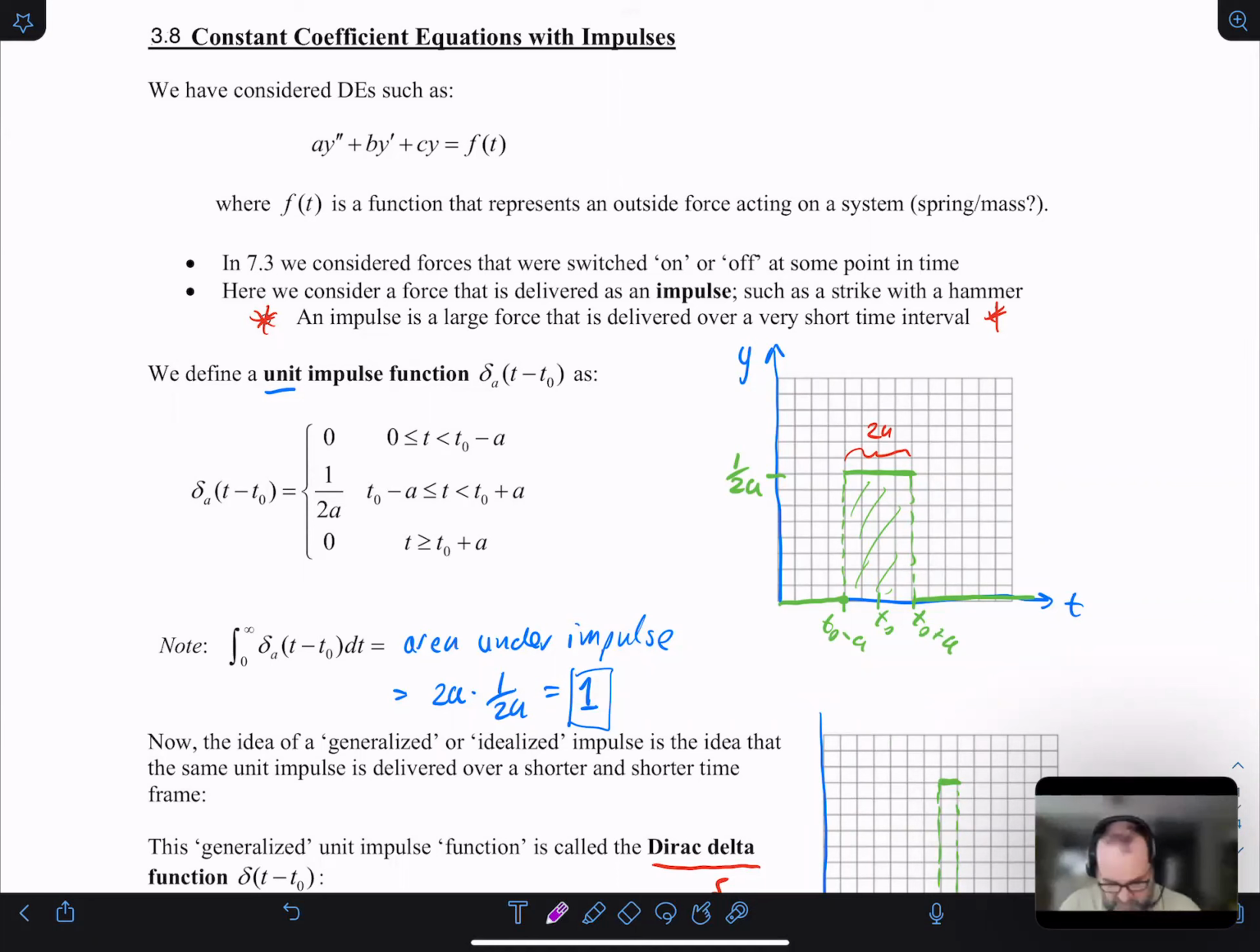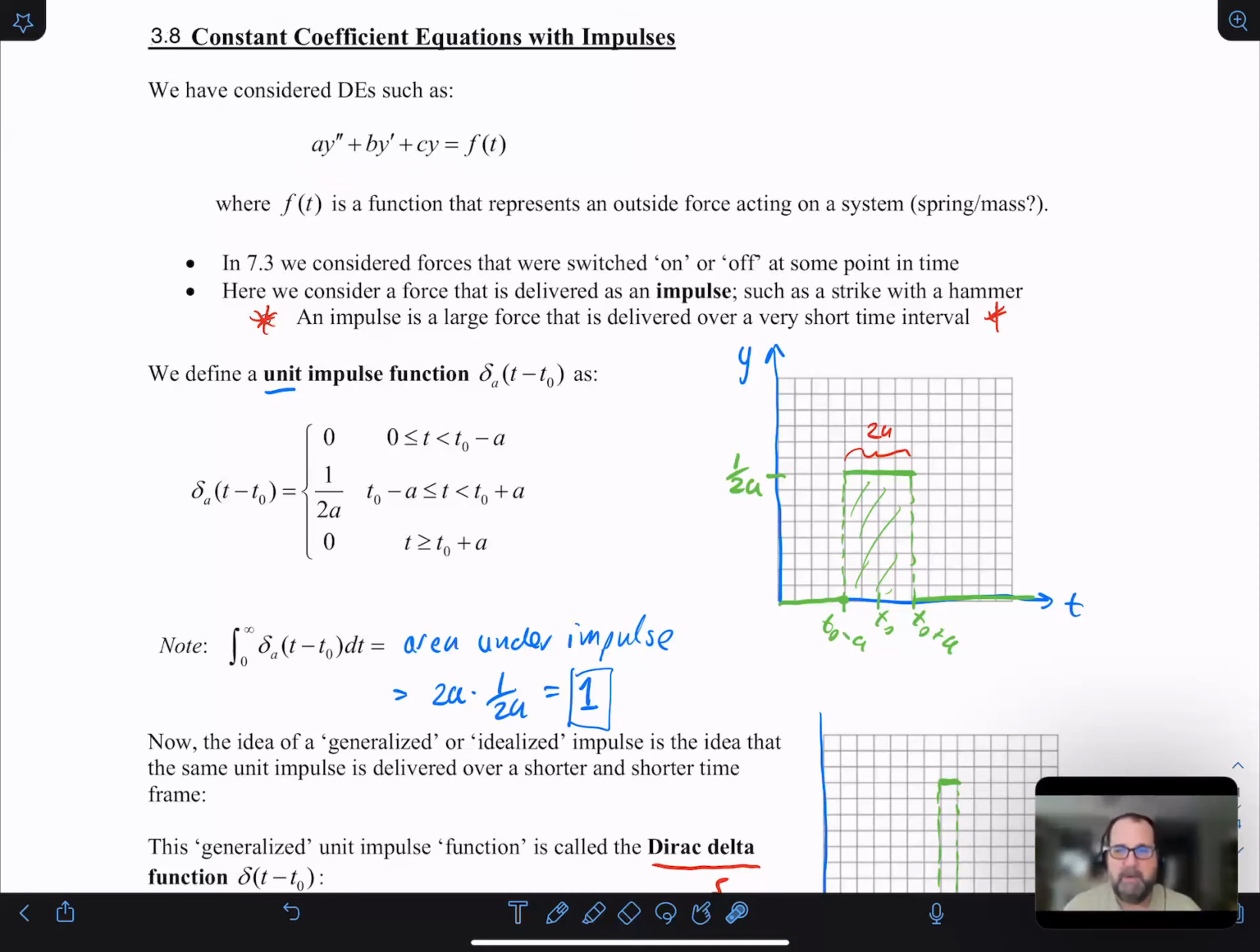In this section, we're going to look at modeling a second-order system of differential equations where the forcing function is a force delivered by an impulse. An impulse would be, again, a large force delivered over a very short time interval. Think of a mass spring system which is oscillating, and then at some moment in time, we smack it with a hammer. So this would be like an impulse.